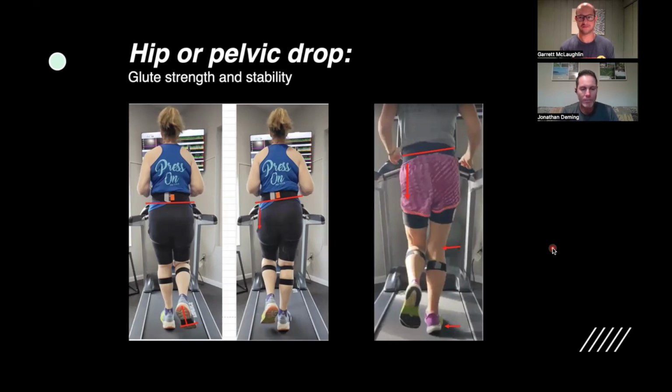One of the biggest muscles in running and a lot of other movements and just general posture and standing in general is the glute medius and the hip stabilizer. So looking at a runner from behind, let's start with the picture on the right.